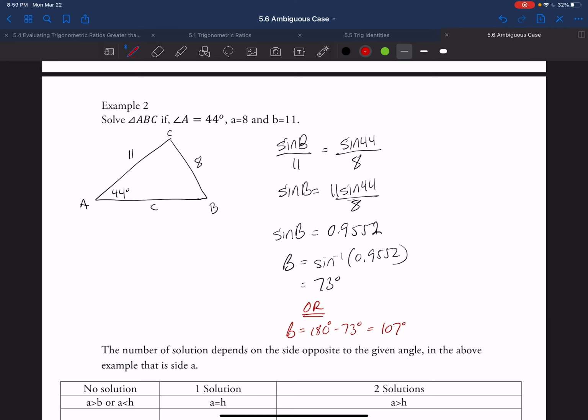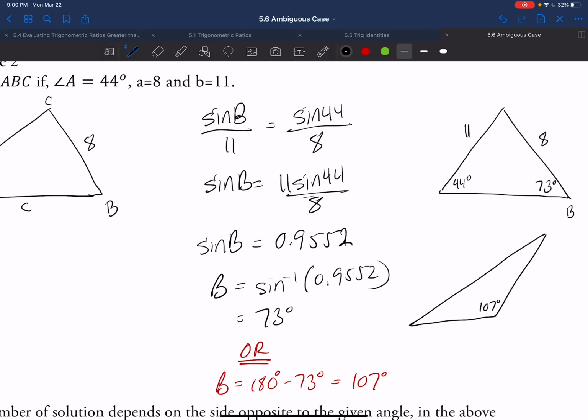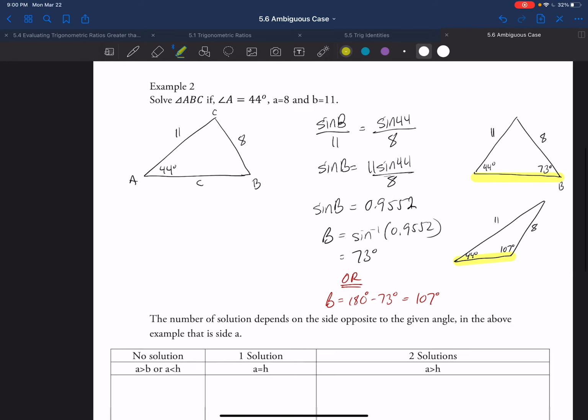I'm not going to do them because we just did it, but we could have a solution where it looks like this, where angle B is 73 and everything else is the same. Or it could be where angle B is 107 and everything else is the same. So we see that side C changes depending on what angle B is.